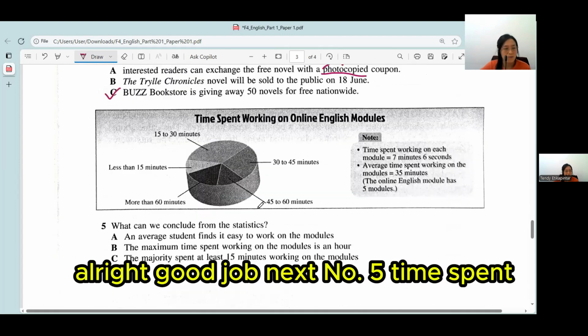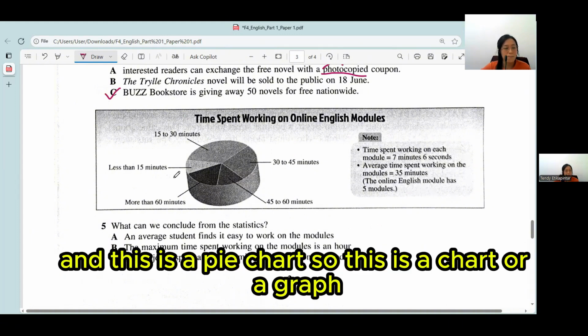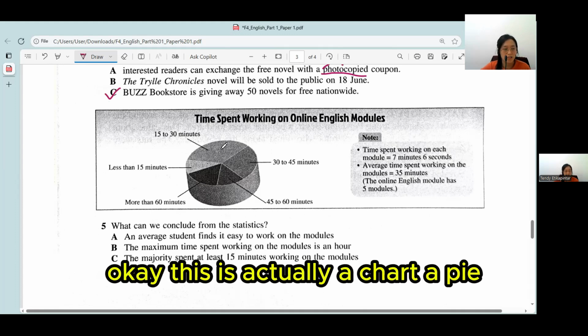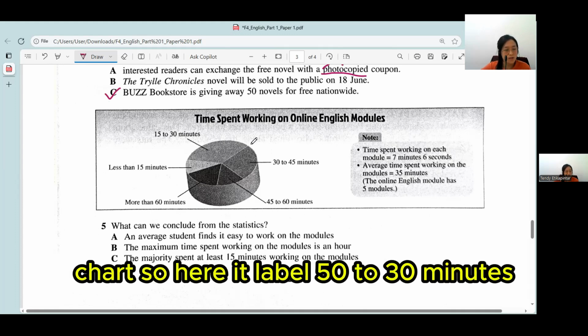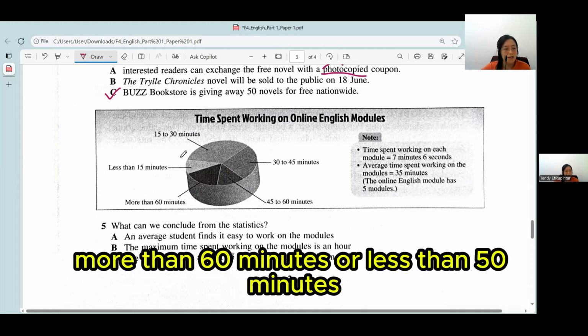Alright, good job. Next, number 5. Time spent working on online English modules. So note that here's a note, and this is a pie chart. So this is a chart or a graph. This is actually a chart, a pie chart. So here it is labeled 15 to 30 minutes, 30 to 45 minutes, 45 to 60 minutes, more than 60 minutes, or less than 15 minutes.